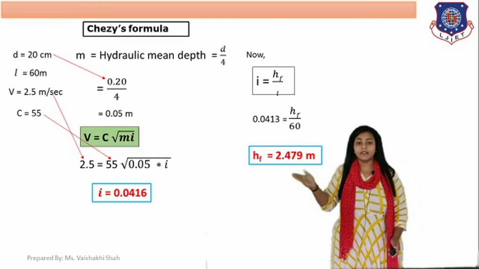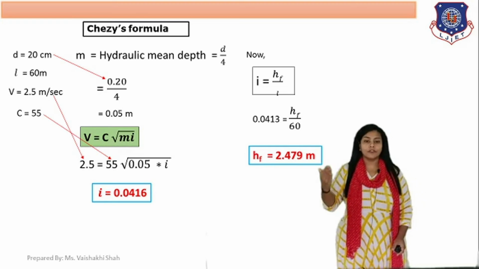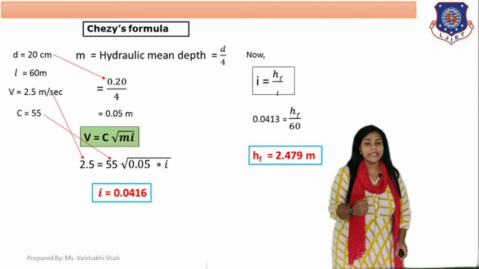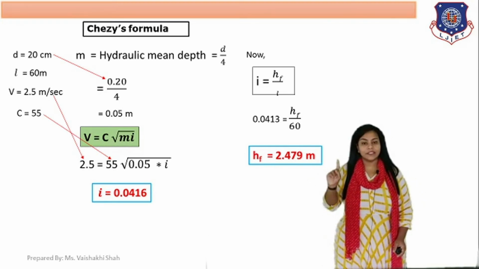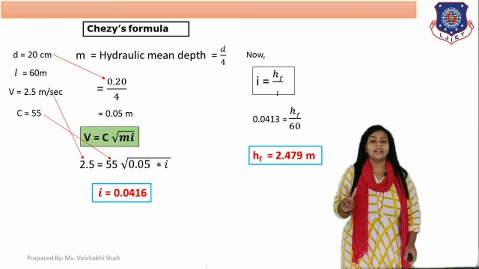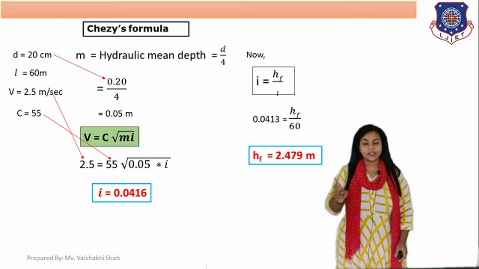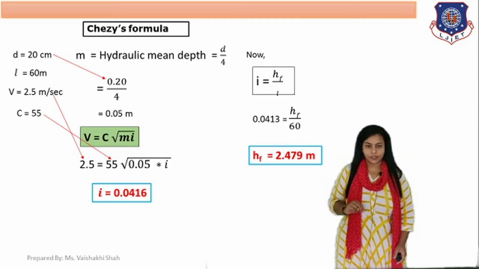And earlier we found HF by 4FLV² by 2GD, the Darcy-Weisbach equation. So these are your two answers, by Chezy's equation and by the Darcy-Weisbach equation.